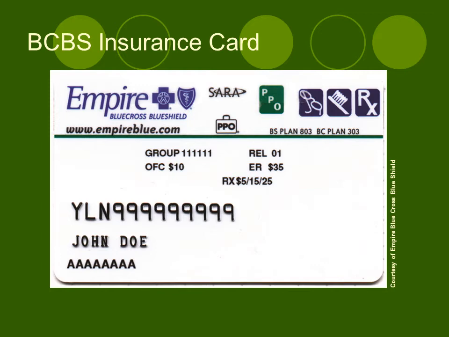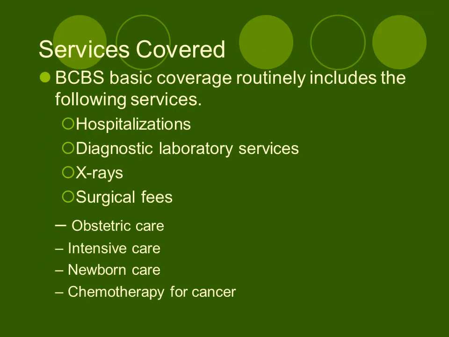His copay when he goes to the doctor, OFC is office fixed copay, so that's going to be $10. When he goes to the ER, the copay at that moment is going to be $35. When it comes to the prescriptions, he may spend $5, $15, or $25 for his prescription. And of course, the most generic one will usually be the $5 one.